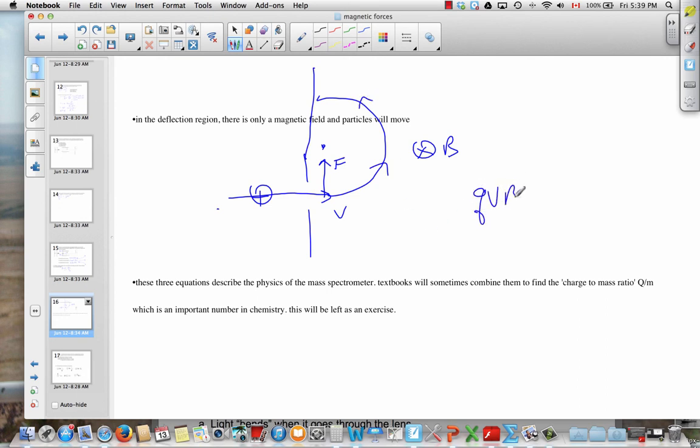And the relevant physics is just the net force, inwards force, which is the magnetic force, equals mv squared over r. Now you can put those three equations together, and then you can solve for something known as the charge to mass ratio, which is relevant for chemistry, but we'll leave that for a homework exercise. So with the mass spec, three regions: accelerating plates, QV is half mv squared; velocity selector, QVB is QE; and then deflection region, QVB is mv squared over r. So that completes our lesson on magnetic forces.